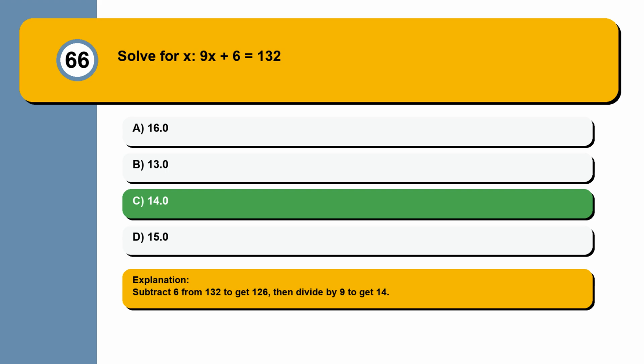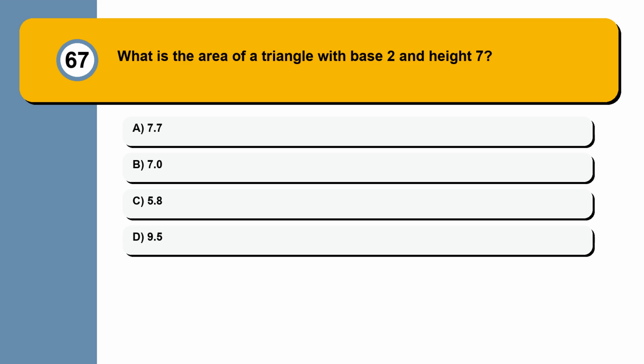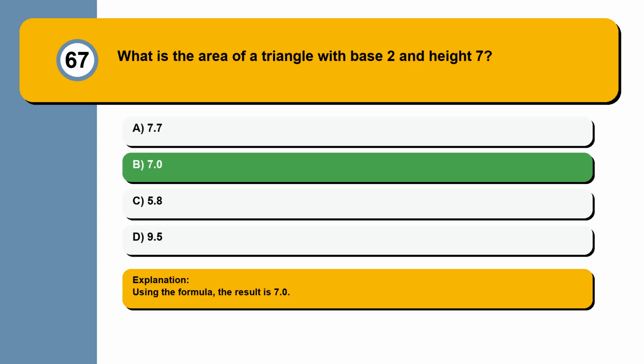Subtract 6 from 132 to get 126, then divide by 9 to get 14. Question 67. What is the area of a triangle with base 2 and height 7? 7.7, 7.0, 5.8, 9.5. Using the formula, the result is 7.0.